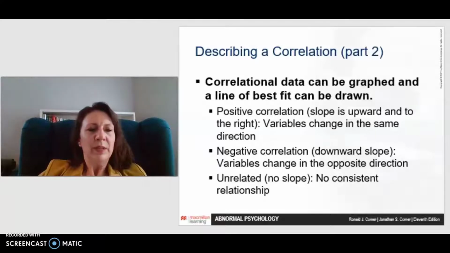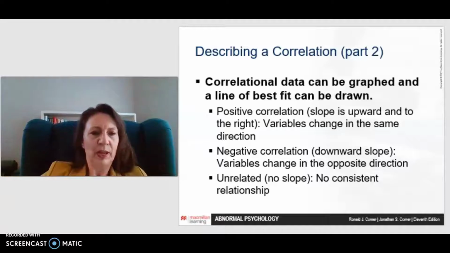Correlational data is almost always graphed like this, and a line of best fit is drawn, as you saw. For that positive correlation, again, the slope is upward. The variables change in the same direction. Negative correlation, they change in the opposite direction or have a downward slope. And if the variables are not related at all, you will see no slope or no consistent relationship.